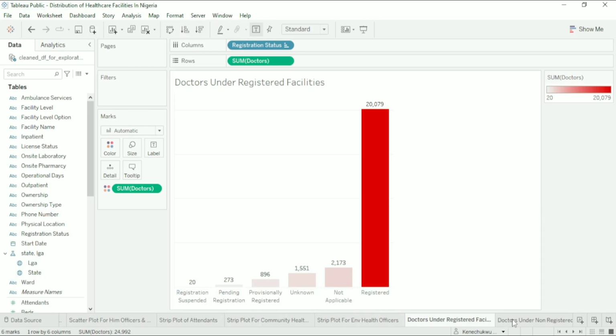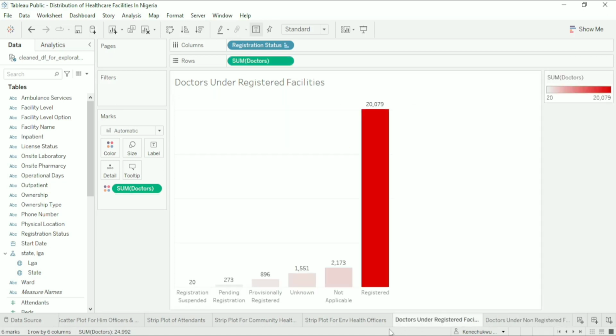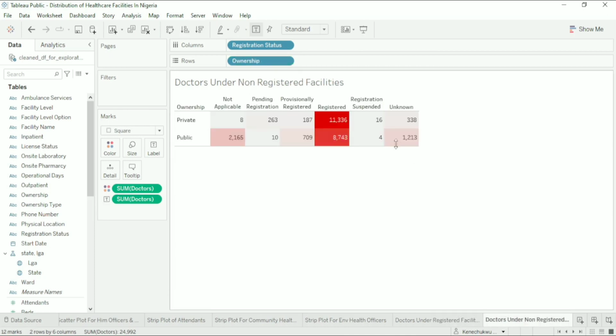Then the next one is the doctors under non-registered facilities. Like I've said, I showed it in the other chart. Okay, it's also here. So under non-registered facility, like this one, unknown, for the private we have 300, and for the public, they don't know, and this will need further investigation. But for the registration suspended, over here it was 20, which was 16 from private and 4 from public. So they should check them, make sure these people are not actually working, because it could harm people.